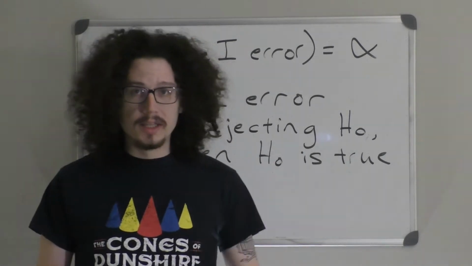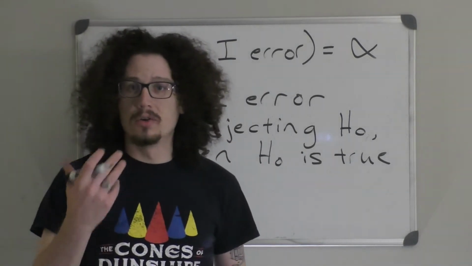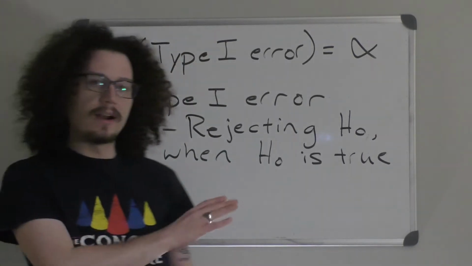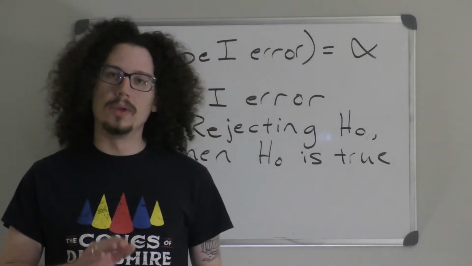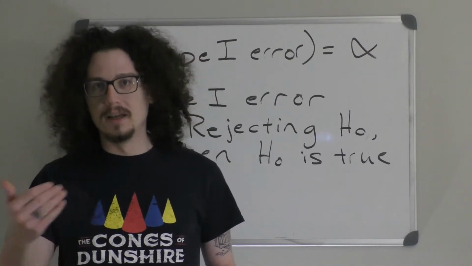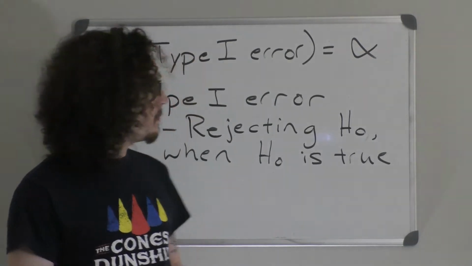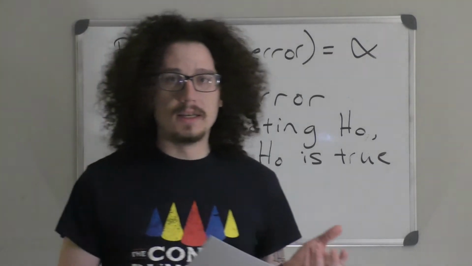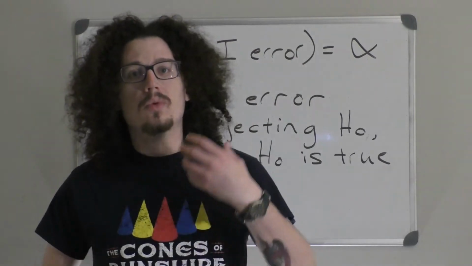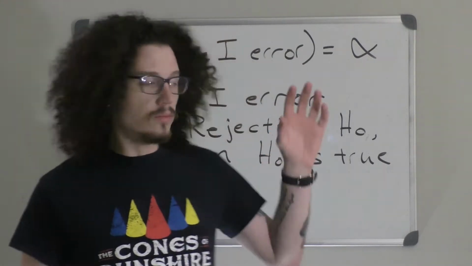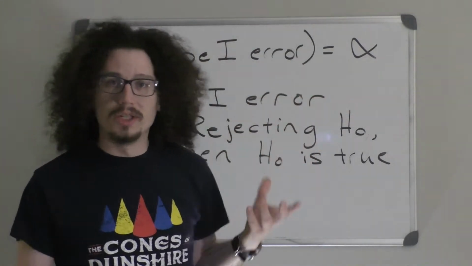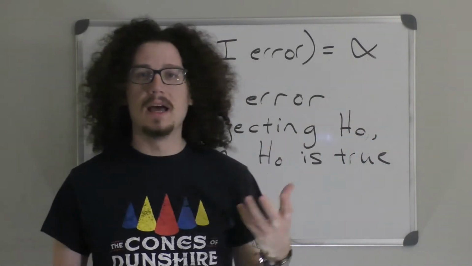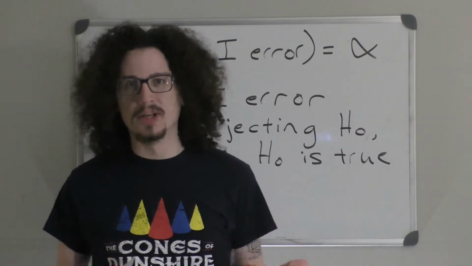If we were looking at this in terms of our criminal trial analogy that we've been using, a type 1 error would be when we convict an innocent person. Looking at it from that perspective, we can understand why we want to keep alpha low, which is what we want to do. We want to minimize alpha as much as is reasonable.